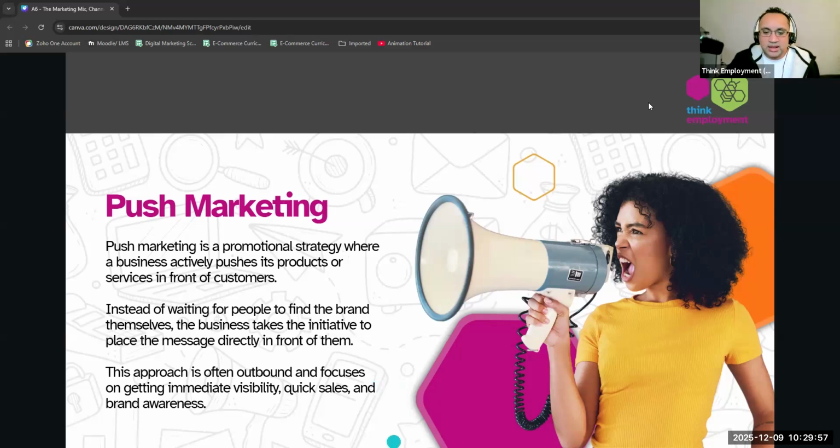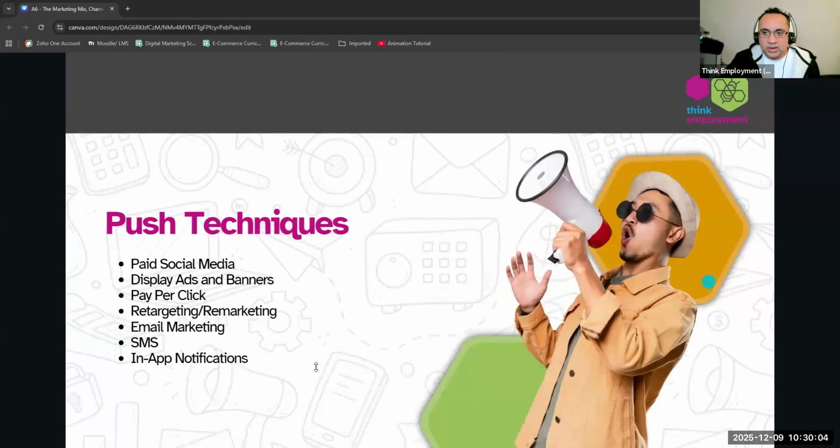So it's like getting the message out there. Now there's lots of examples. So if I go to the next slide. Okay, so paid social media ads, they're pushed in front of users' feeds on platforms like Facebook, Instagram, TikTok, LinkedIn. Sponsored posts, carousel ads, video ads, story ads.